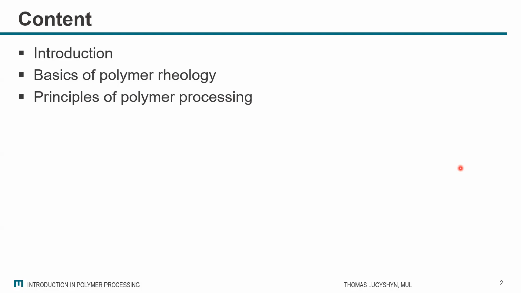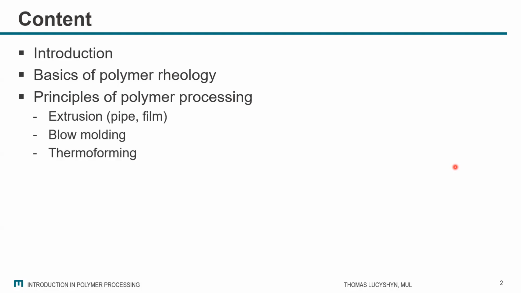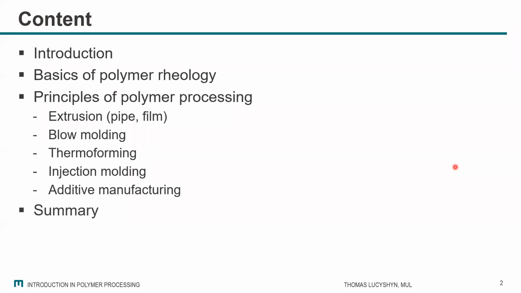Then comes the major part of these really principles of polymer processing, the different processing methods and the products that are produced by that, starting from extrusion, pipe extrusion, film extrusion, then blow molding, thermoforming, injection molding, and also, of course, recently very strong developments in additive manufacturing. And at the end, I will summarize and give some conclusions.